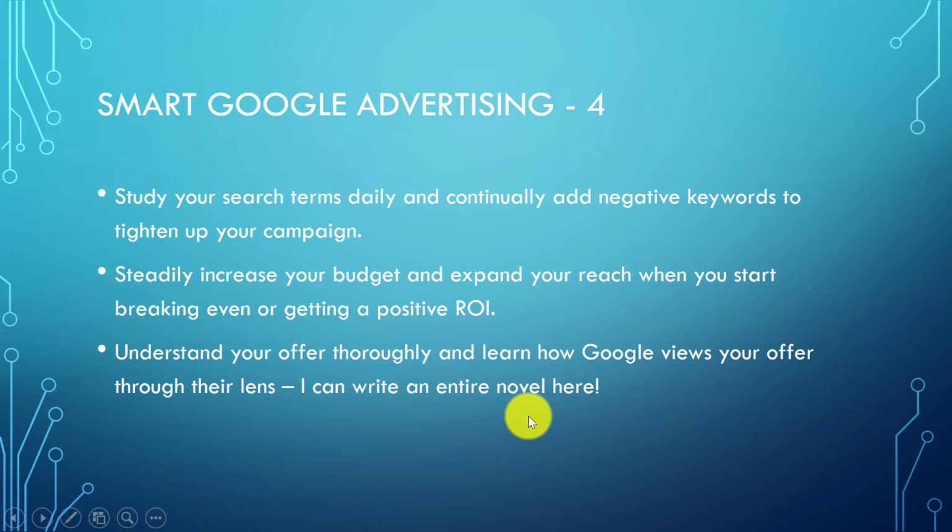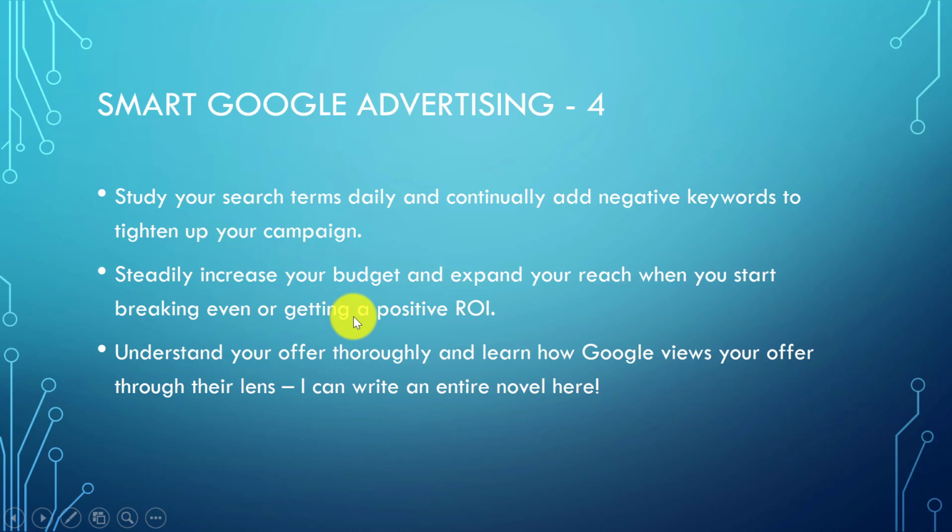All right, smart Google advertising number 4 here. You want to study your search terms daily and continually. Add negative keywords to tighten up your campaign. This means you're going to be looking at your search terms on a daily basis. You're going to be listening to calls, and you're going to want to find those positive, negative keywords to tighten up your campaign. What this means is you're continually optimizing that campaign. You're kind of like trimming, pruning this campaign at all times.